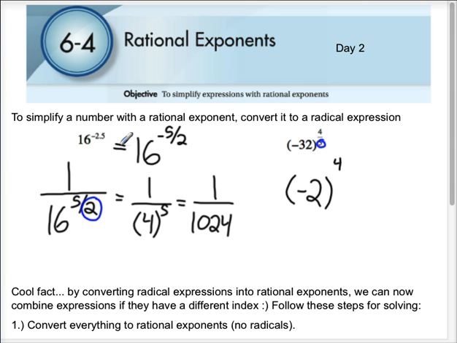Okay, so again, start by taking the root first. Once you've taken the root, now what you have left is something you actually know how to calculate. Negative 2 to the 4th power is going to end up giving you 16. So again, to me, that is the easiest way to think of these numbers. Take the root first, and then raise it to the exponent that remains.